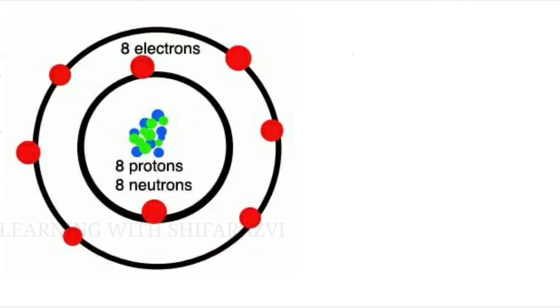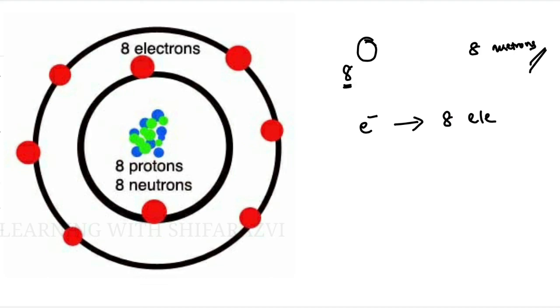Now let's see another example. Oxygen. Oxygen's atomic number is 8 and it has got 8 neutrons. Now tell me how many electrons are there in this? That's correct. We have 8 electrons because the atomic number will give either the number of protons or the number of electrons. Therefore, what is the number of protons? Yes, it has got 8 protons.